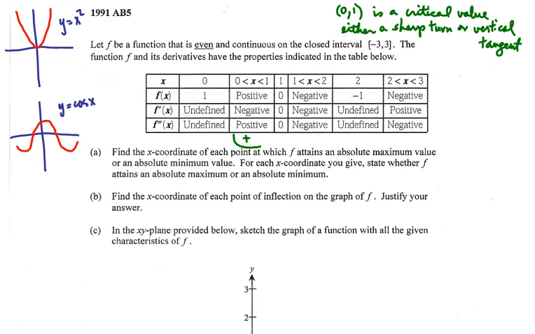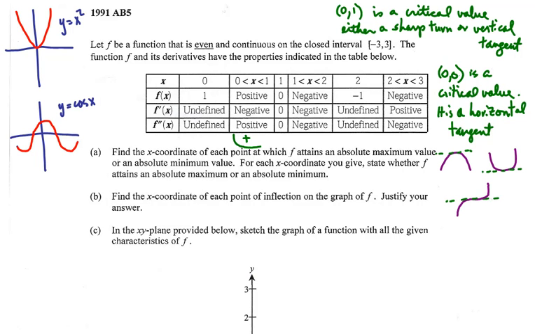Second, at x equals 1, f of 1 is equal to 0, so the value of the function is 0. And what happens there? The first derivative is 0 and the second derivative is 0. Since the derivative is 0 there, it is a critical value, and I know that it is a horizontal tangent.